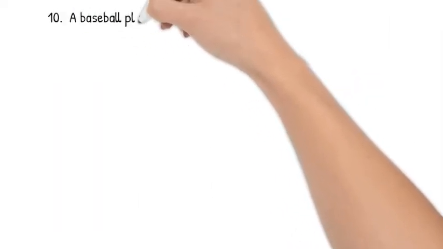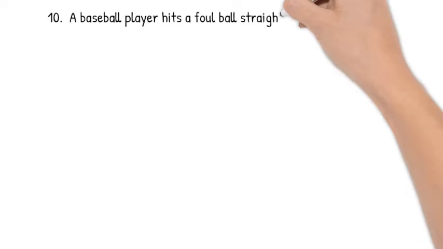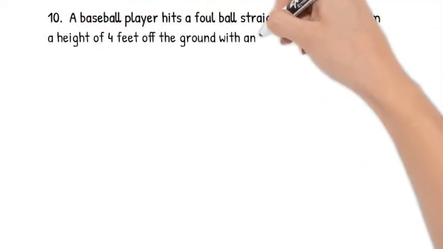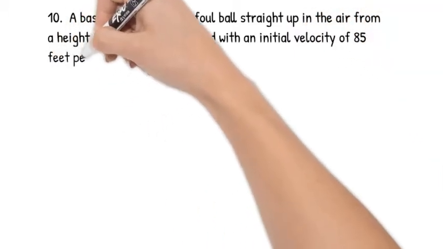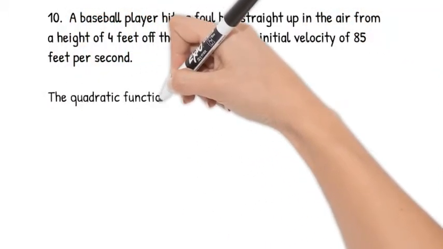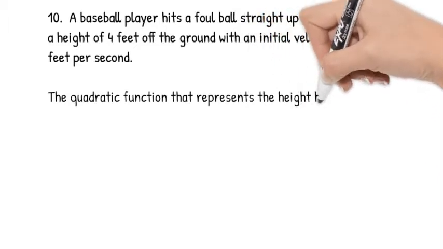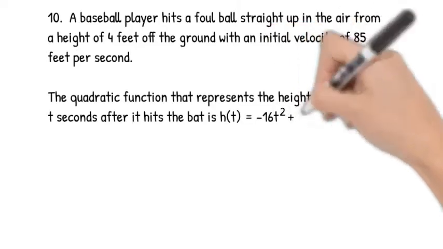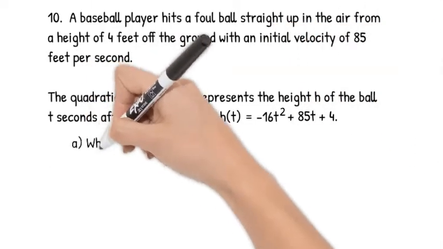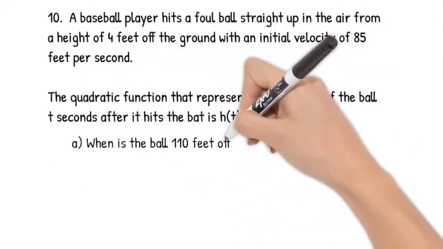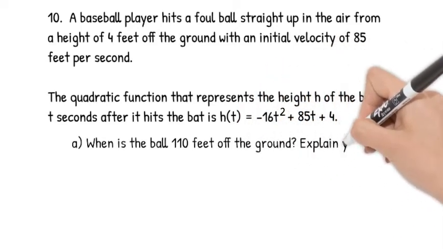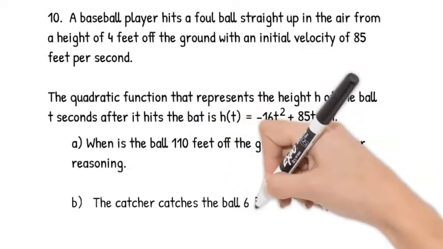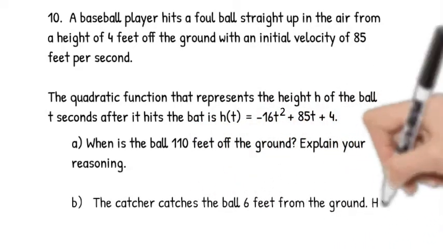So our problem is a baseball player hits a foul ball straight up in the air from a height of 4 feet off of the ground with the initial velocity of 85 feet per second. The quadratic function that represents the height h of the ball t seconds after it's hit the bat is h of t equals negative 16t squared plus 85t plus 4. When is the ball 110 feet off the ground? And explain your reasoning. And the catcher catches a ball 6 feet from the ground. How long is the ball in the air?